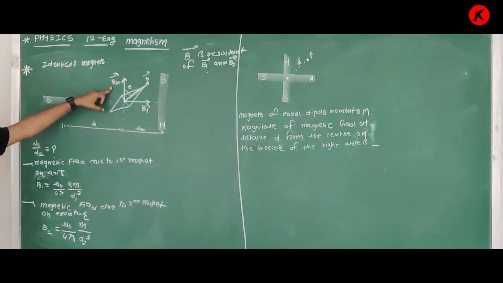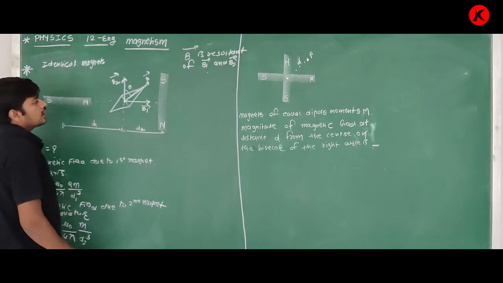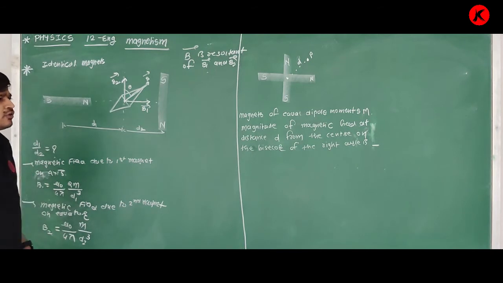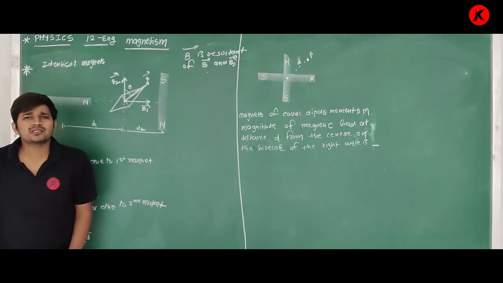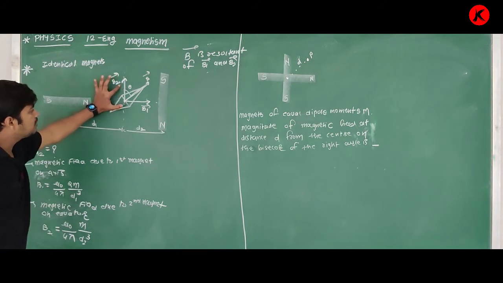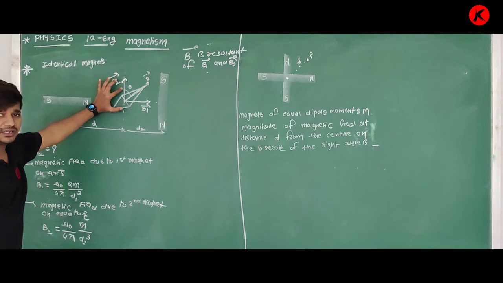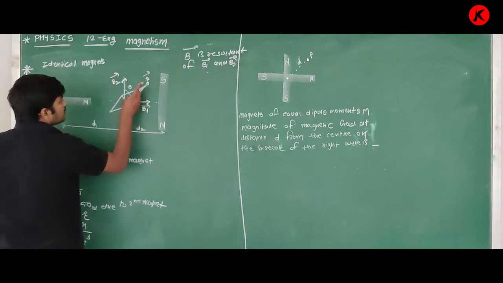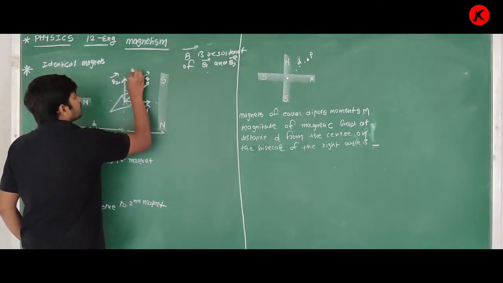So how to write this? Yes, actually we know the equation of theta. That is y component upon x component. But in this question, what happens? As theta is making angle with this B2, how to write? So see, B1, I can draw here, it is B1.